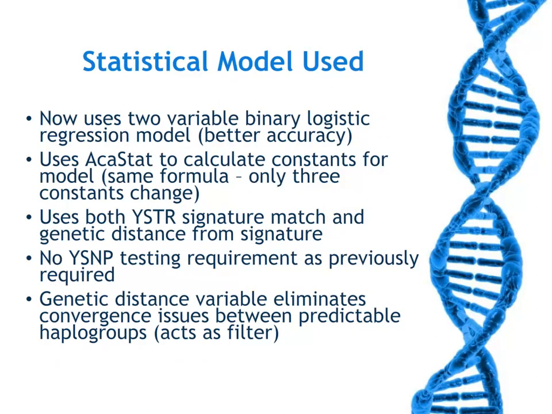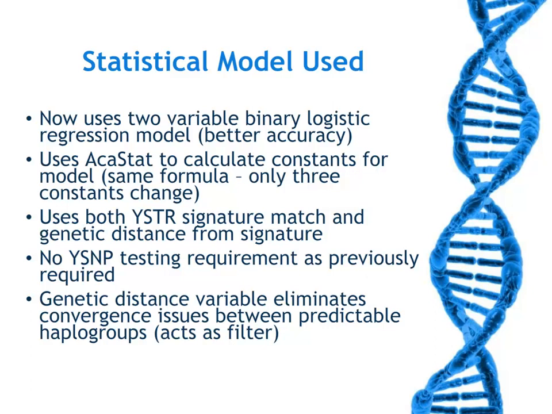This now uses two variables for the binary logistic model, and this is no longer an empirical model. This is actually made from a statistical model using a program called AccuStat. It uses AccuStat to calculate the constants, but the formula is the same for all these prediction models. Only the three constants of the model change for each prediction.